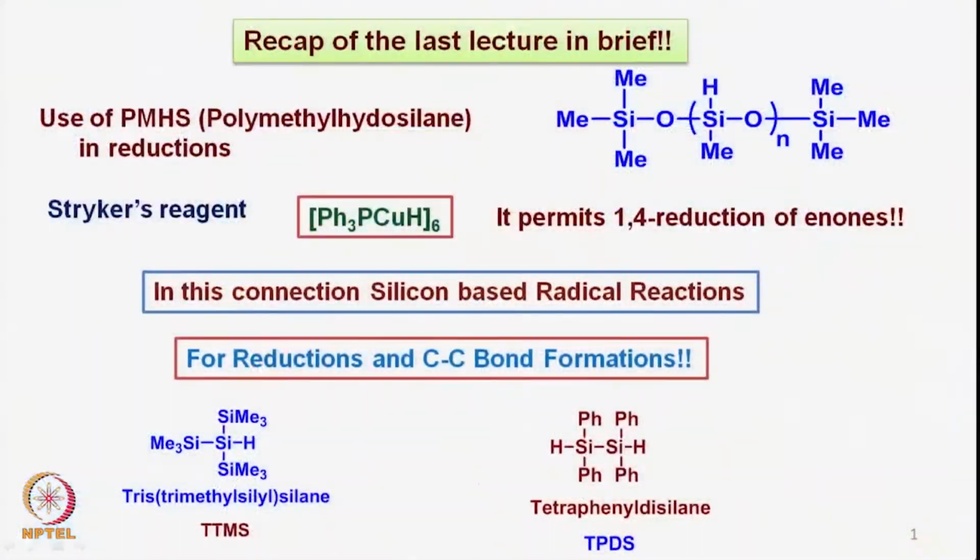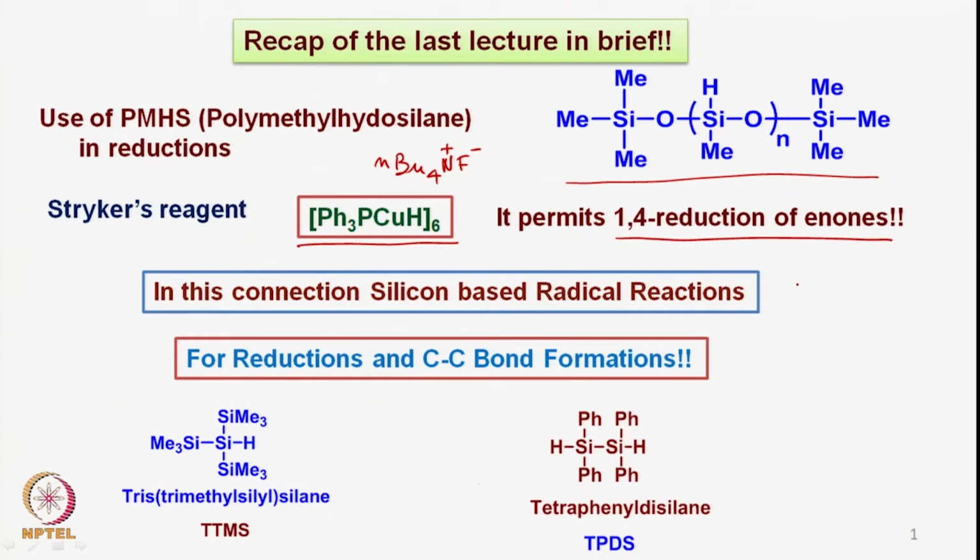As I have shown it here, what we learnt in the last class was the use of polymethyl hydrosilane. This is the structure, and we studied its reactivity in the reductions of carbonyl compounds in the presence of tetrabutylammonium fluoride. Then we also looked at the reactivity of Stryker's reagent, which permits, as you will remember, 1,4 reduction of enones, because that is a very important reaction.